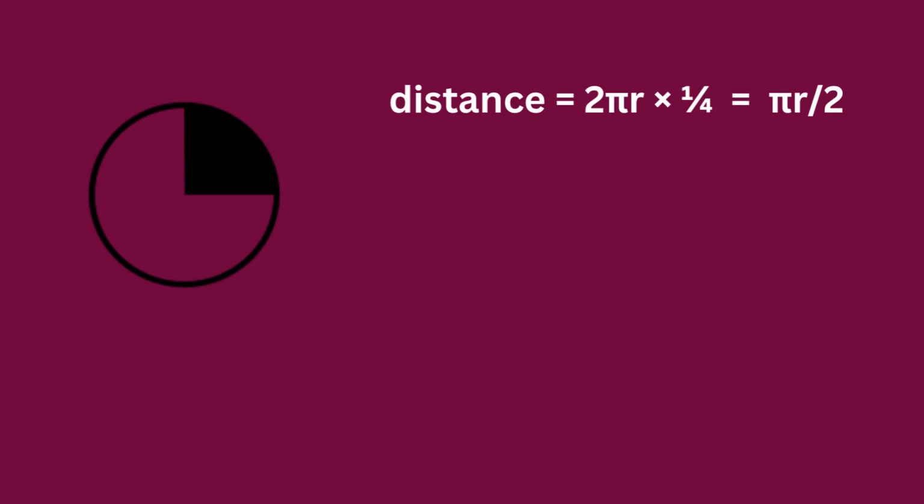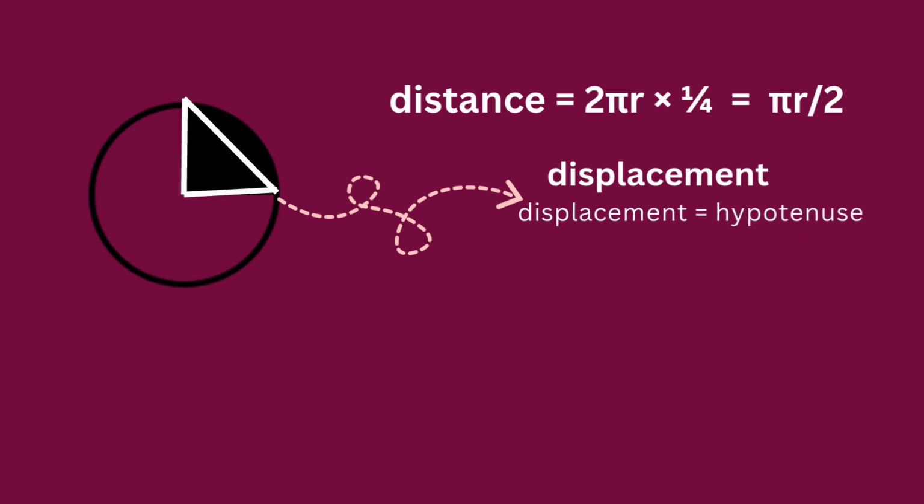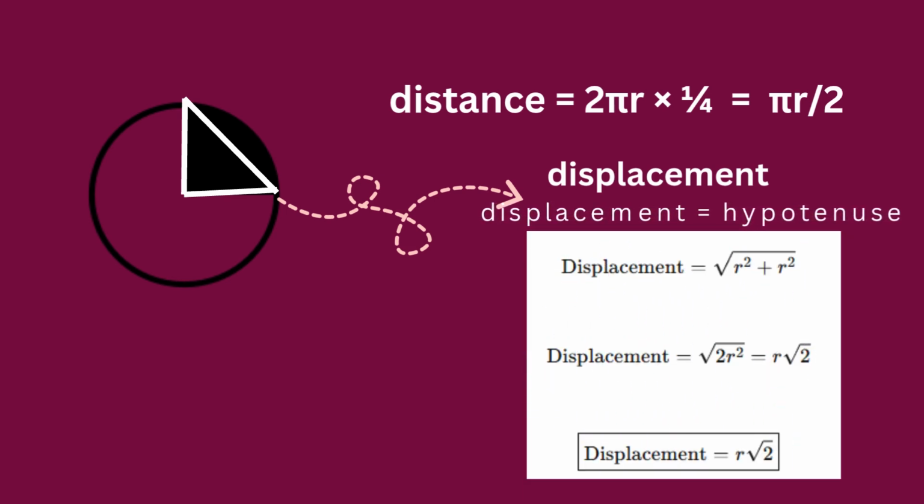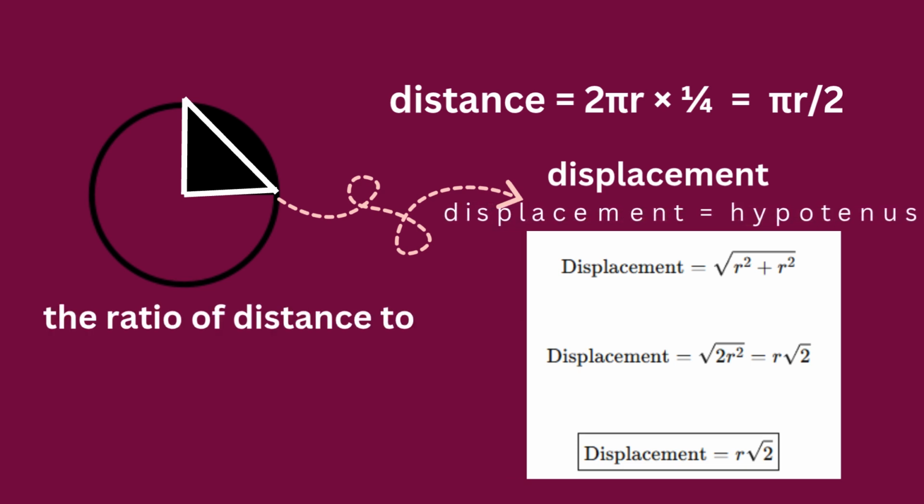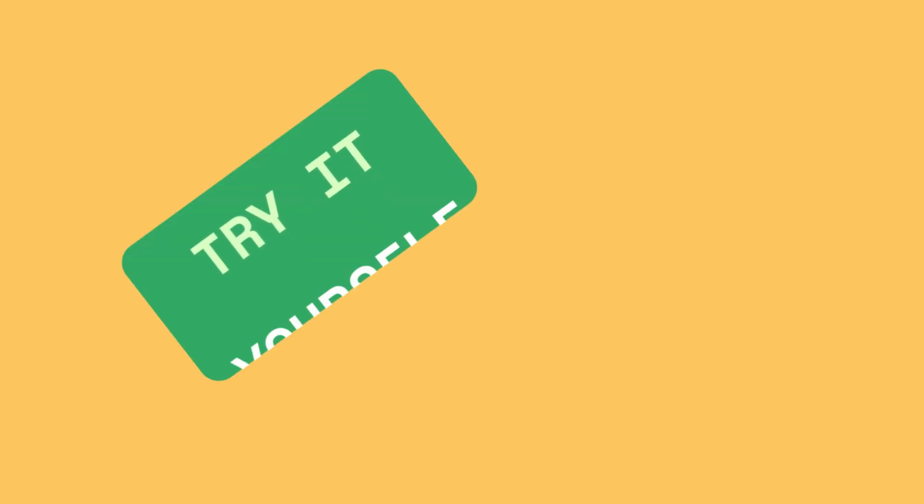For this case, distance will be 2 pi multiplied with 1/4, which equals pi by 2 radius. For displacement, we observe that in the right-angled triangle, it is the hypotenuse. So we use Pythagoras' theorem to determine the displacement, which equals square root of radius squared plus radius squared. So displacement becomes square root of 2 radius. Now in this case, the ratio of distance to displacement equals pi by 2 divided by under root 2r. This becomes pi by 2 under root 2. You can calculate distance, displacement, and their ratio for a third, fourth part of a circle, and so on.